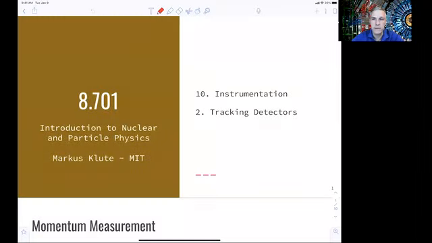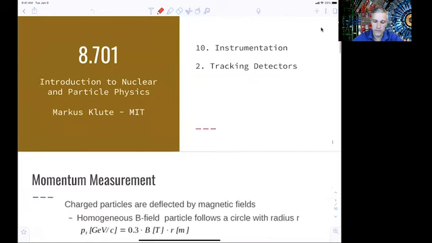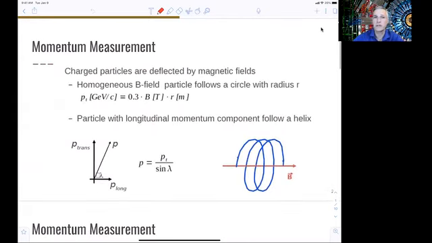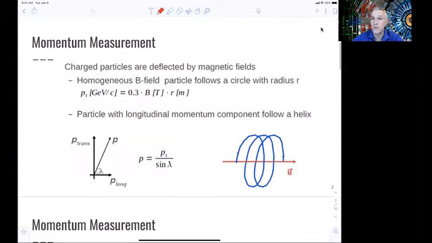Welcome back to 871. So in this section, we look at tracking detectors. And before we look at tracking detector technologies, we want to remind ourselves how we measure the momentum of a charged particle. So this measurement is possible because charged particles are deflected in magnetic fields.